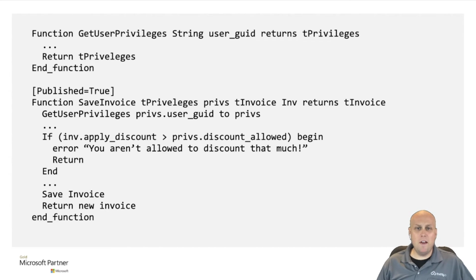Looking at the example we have here, we see this save invoice call that's passed a privileges structure that contains limitations on what this user is allowed to do.